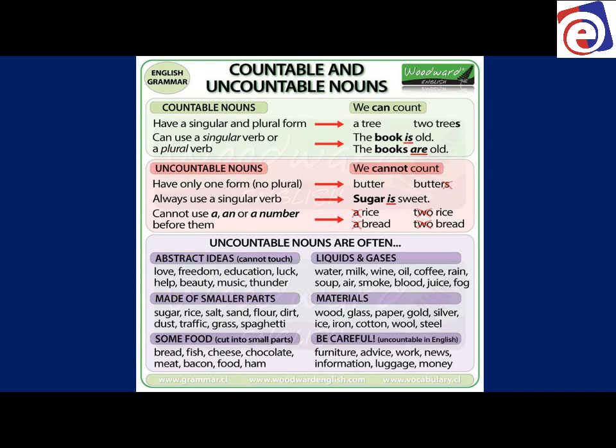We cannot use a, an, or a number before them. Can I have a rice? Can I have some rices? No, we don't say it that way. You have to add another word. Can I have a bowl of rice? Can I have a bread? No. Can I have some breads? No, we don't say that. Can I have a piece of bread? Or can I have a loaf of bread?